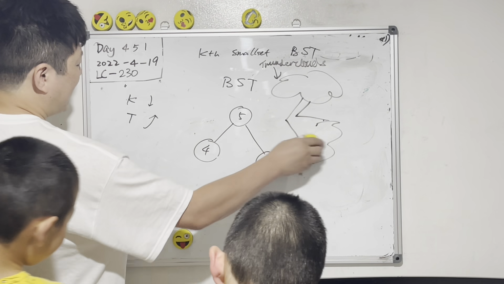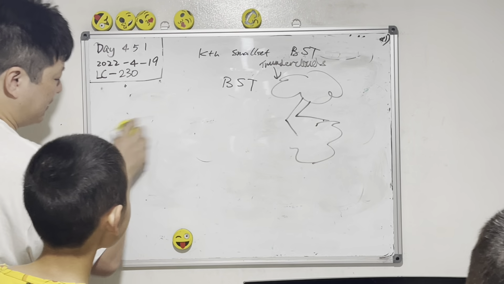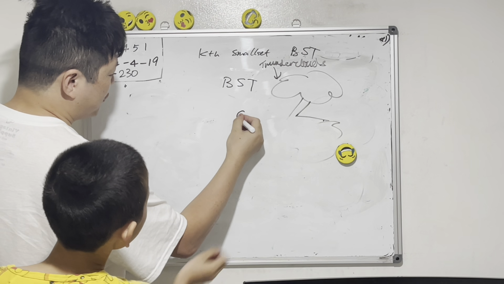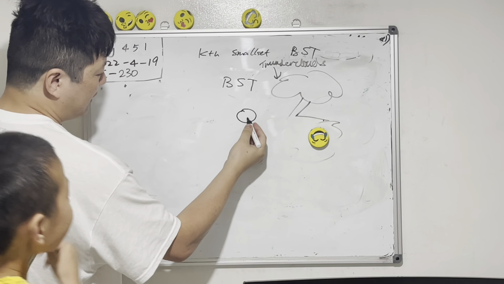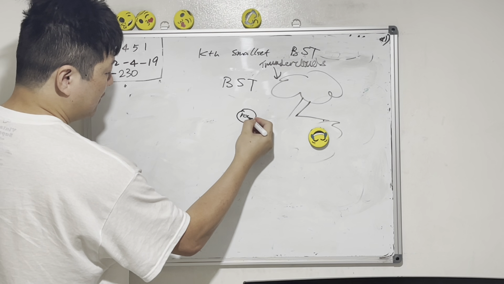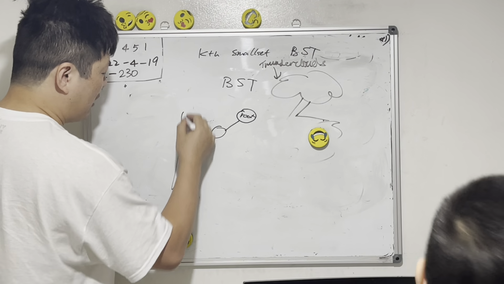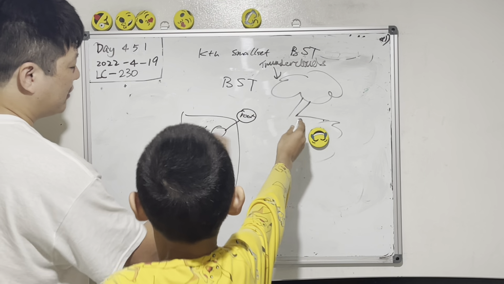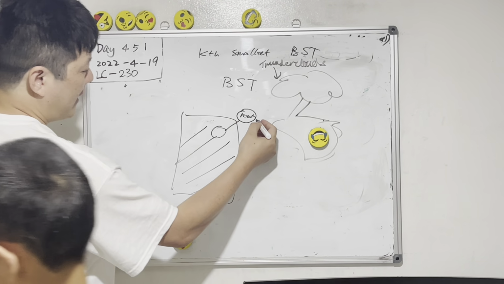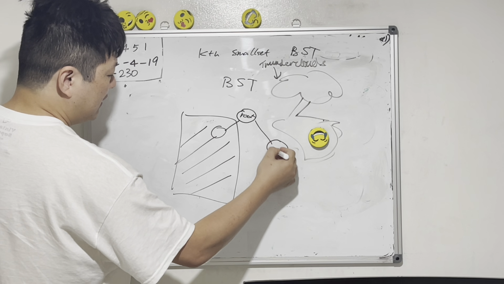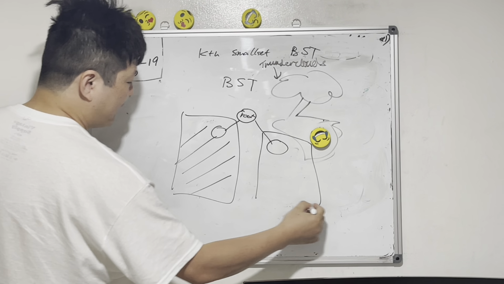So just imagine this is a binary search tree. I have a node, that's the root node, and I have a left tree. Obviously I have a left tree, but I don't know how many nodes are there. I have the right tree here, and again, I don't know how many nodes.